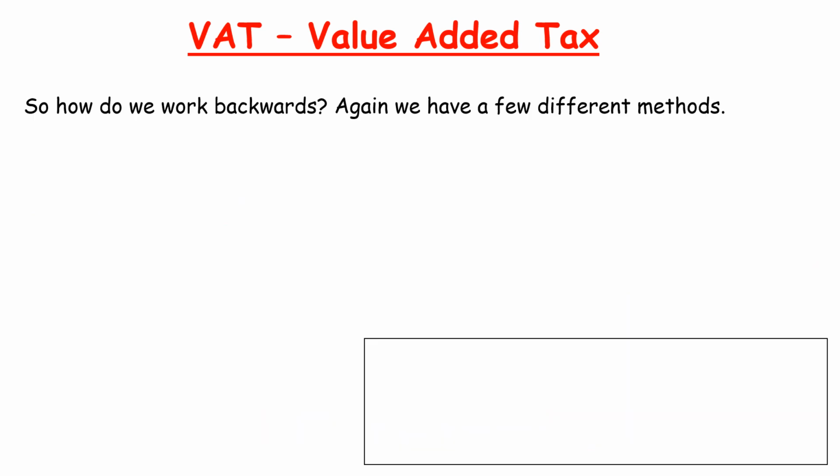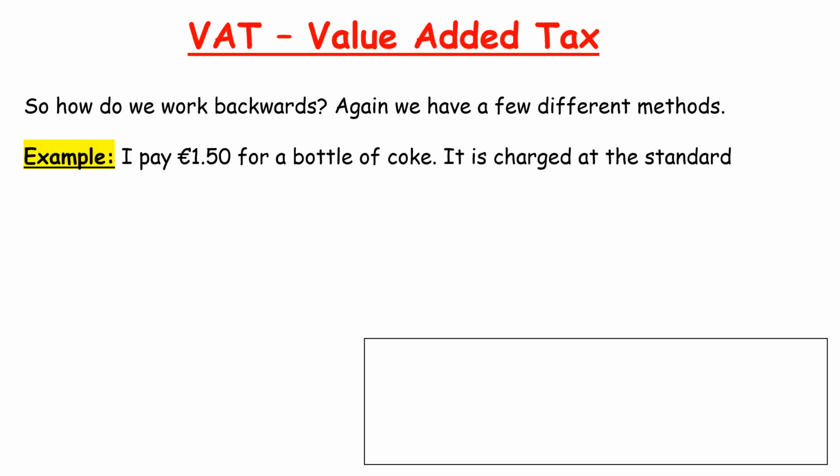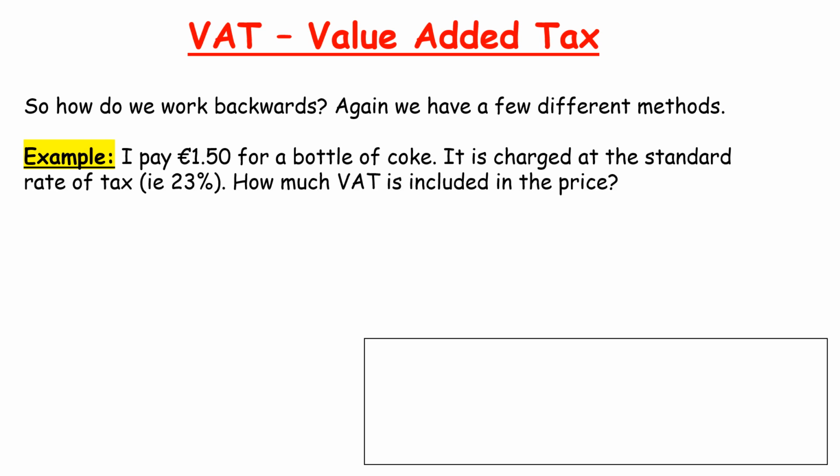So how do we work backwards? I'm going to show you two main methods for how to work backwards. And these are kind of the two main ways students would work. So let's look at a brand new example with some brand new numbers. So we've gone from the chocolate. This time I've gone to buy a bottle of Coke. So it cost me €1.50 and it is charged at the standard rate of tax, which is 23%. How much VAT is included in the price?